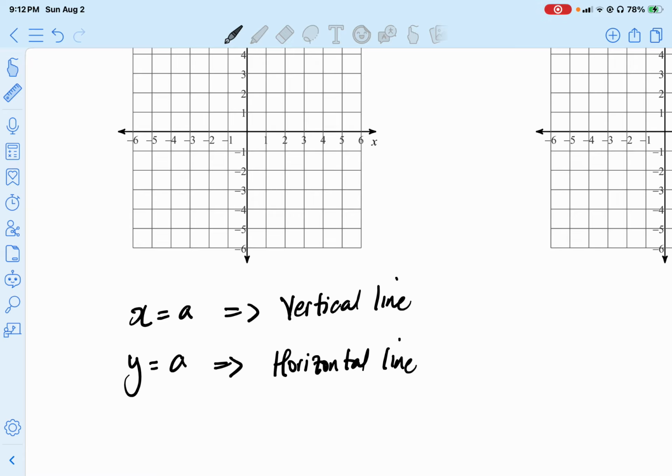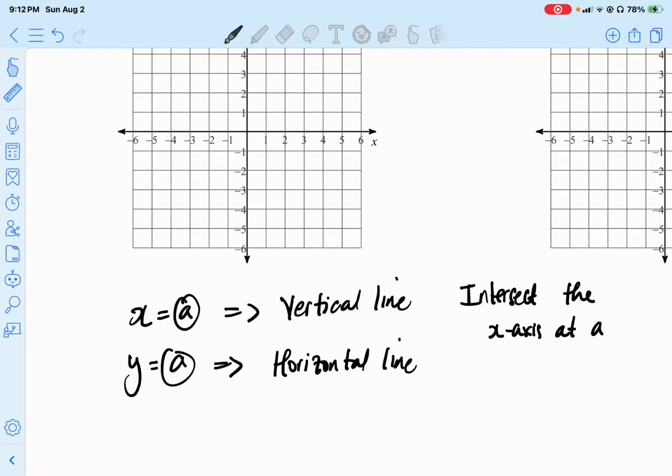The line x is equal to a, and a is just any number. Similarly, a is just any number for that. The line x equals a is always going to be a vertical line because it's going to intersect the x-axis at a. And the y, or horizontal line, will intersect the y-axis at a. Always remember this, never forget.